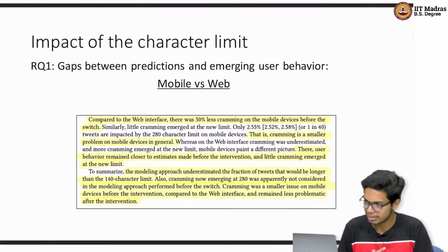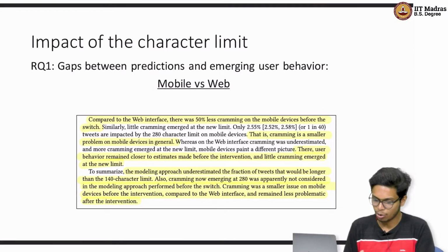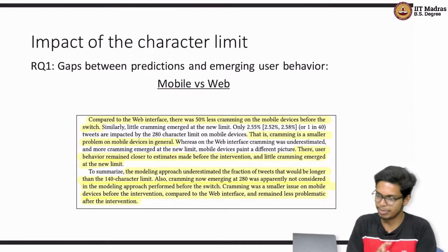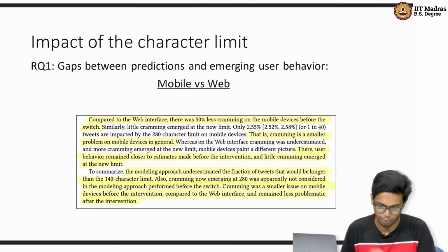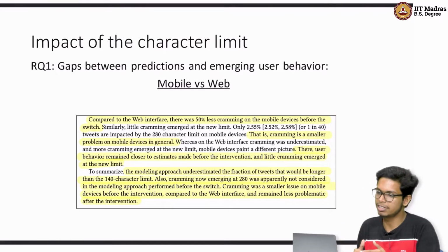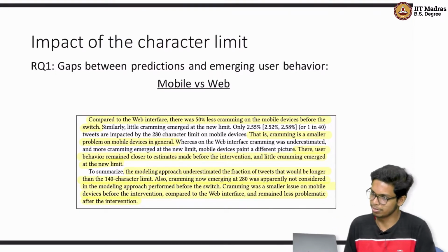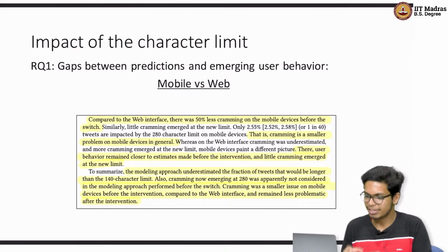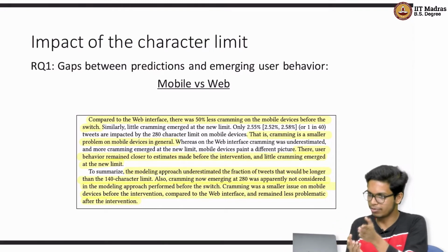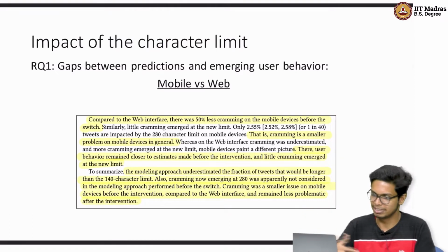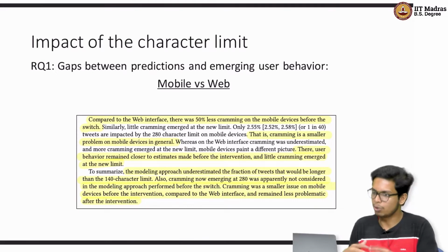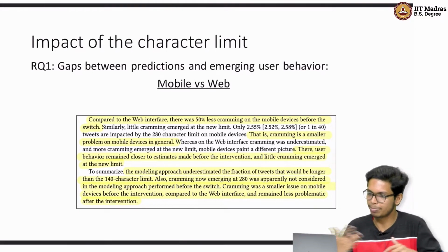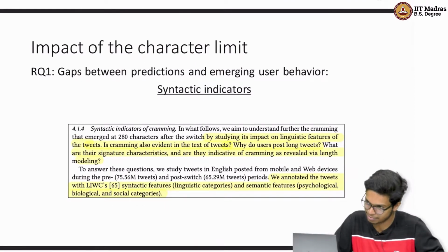So the mathematical modeling that we've seen till now just talks about how users actually behaved versus what predictions were made by the Twitter engineers, right? And what we saw was that the modeling approach underestimated the fraction of tweets that would be longer than the 140 character limit. Twitter engineers had predicted that once the character limit expanded from 140 to 280, users would not cram their content into 140 and would just go beyond, let's say, 160, 180. But what they surprisingly observed was that people have started cramming content into the 280 character limit, right? Which is again counterintuitive and goes against the principles of why Twitter wanted to expand this limit.